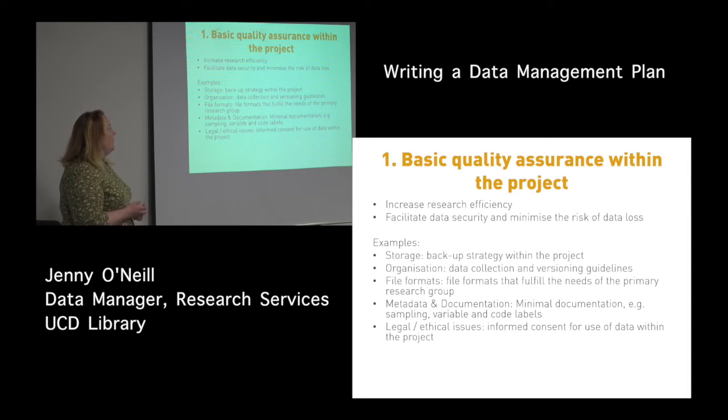File formats still fulfill the need of the primary research group, so you don't need to worry too much about what file formats you're using as long as they're useful to you. Minimal documentation, so you might want to label all your variable labels and code labels so that you know what SAM 1, SAM 2 and SAM 3 refer to 4 years later. And then informed consent to use the data within the project if you're working with any human participants.